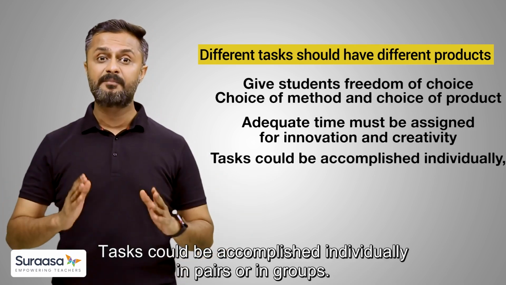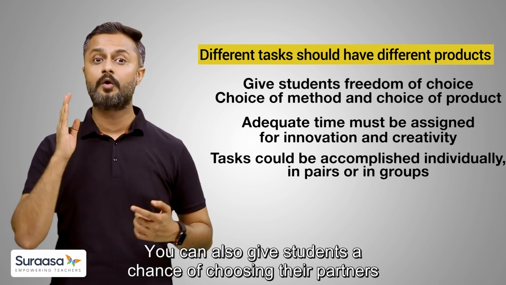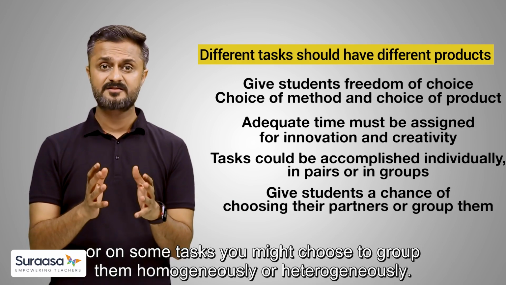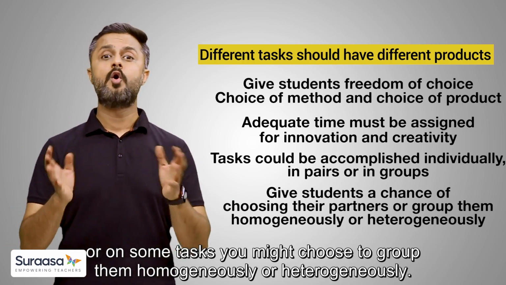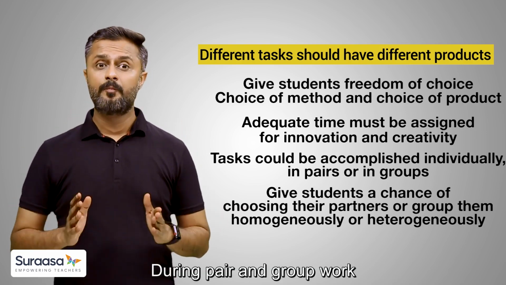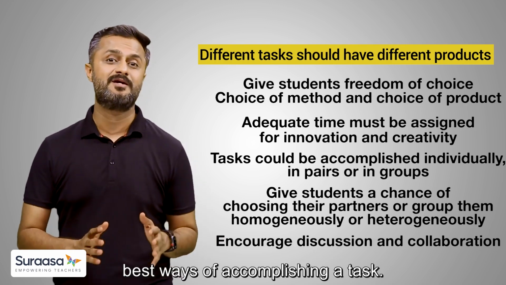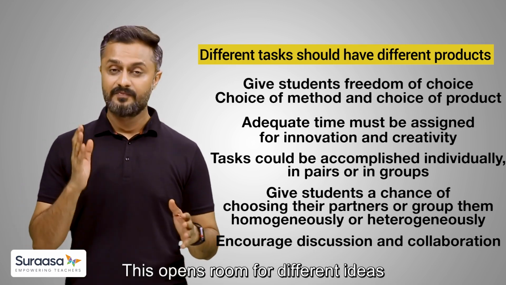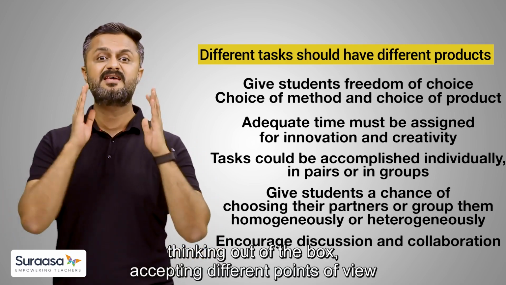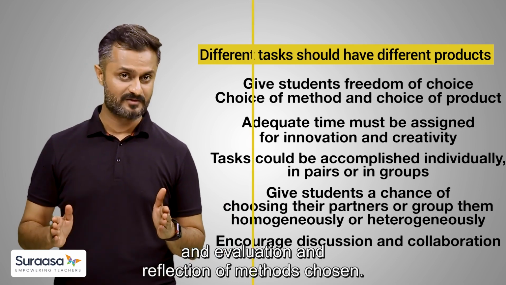Tasks could be accomplished individually, in pairs or in groups. You can also give students a chance of choosing their partners, or on some tasks you might choose to group them homogeneously or heterogeneously. During pair and group work, encourage discussion and collaboration to find out best ways of accomplishing a task. This opens room for different ideas, thinking out of the box, accepting different points of view, and evaluation and reflection of methods chosen.